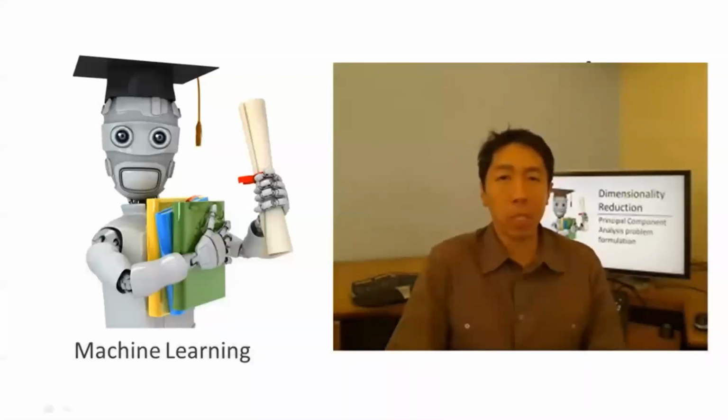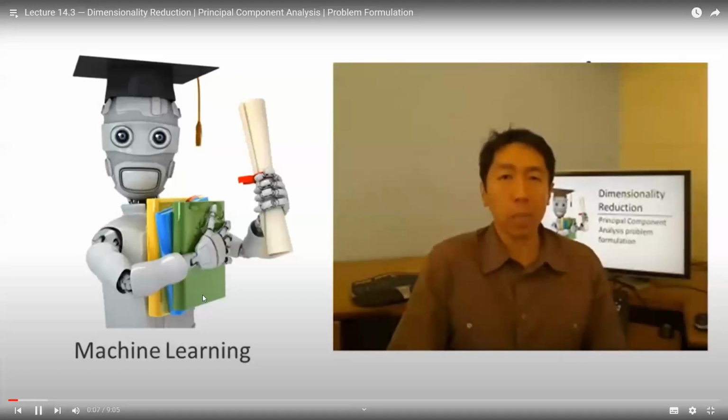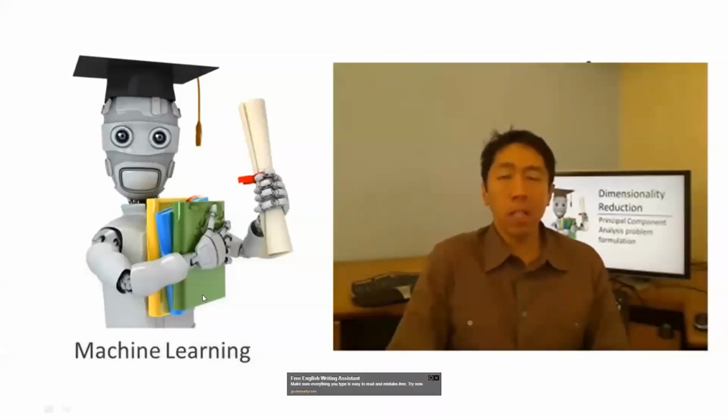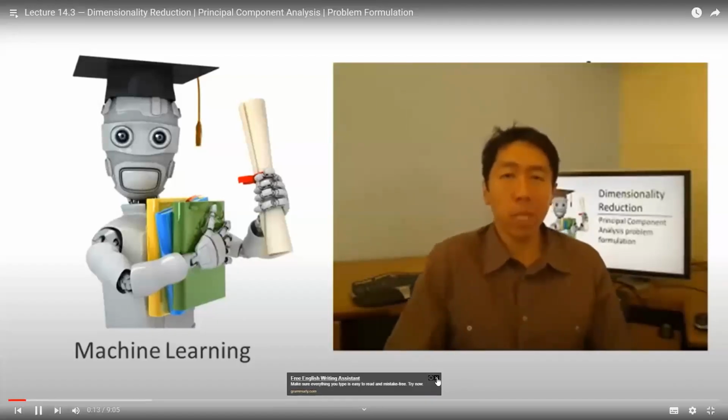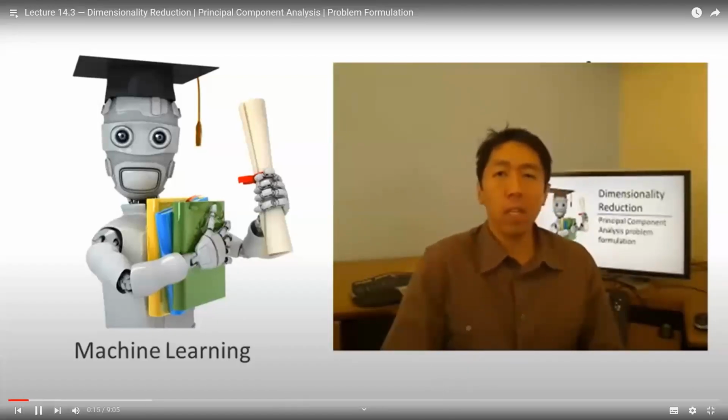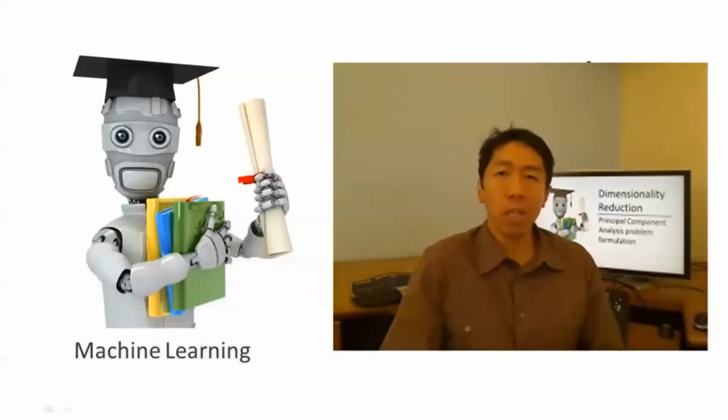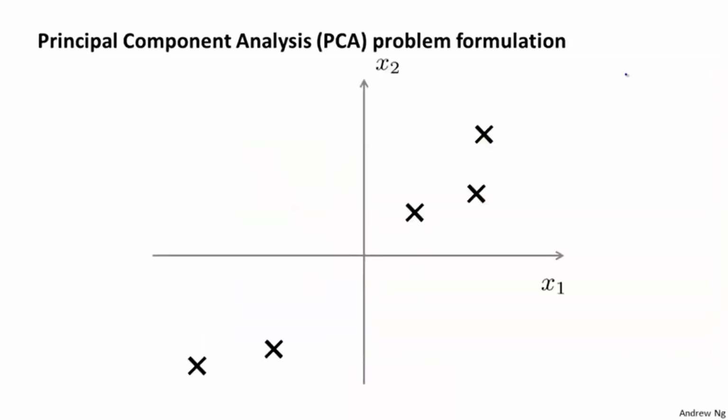By far the most commonly used algorithm is something called Principal Components Analysis, or PCA. In this video, I'd like to start talking about the problem formulation for PCA. In other words, let's try to formulate precisely exactly what we would like PCA to do. Let's say we have a data set like this. So this is a data set of examples X in R2, and let's say I want to reduce the dimension of the data from 2-dimensional to 1-dimensional. In other words, I would like to find a line onto which to project the data.